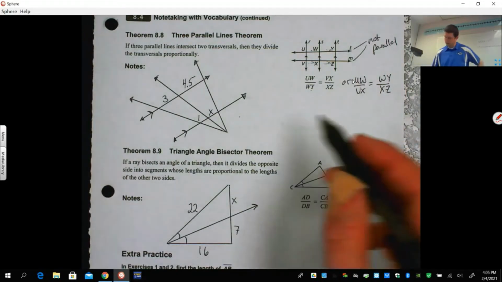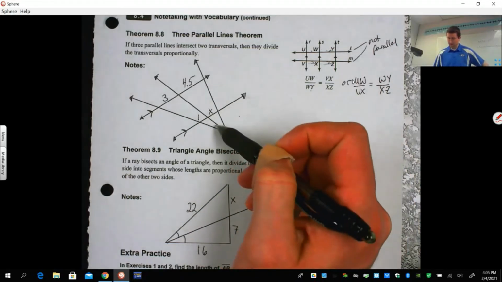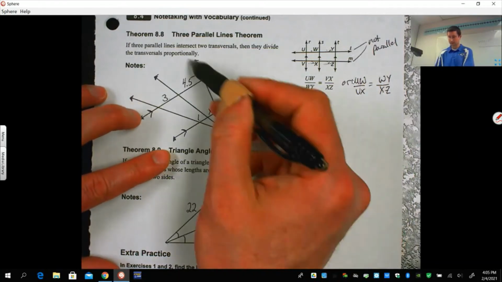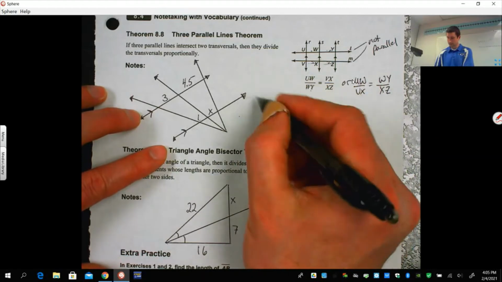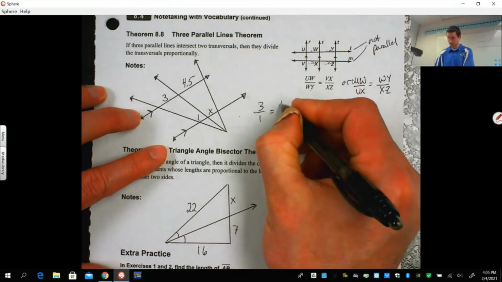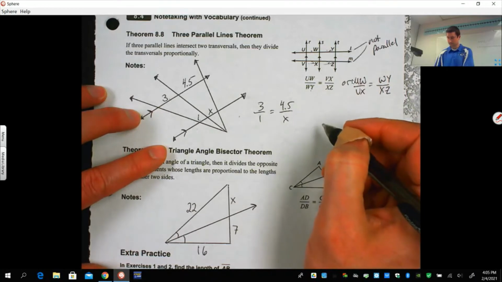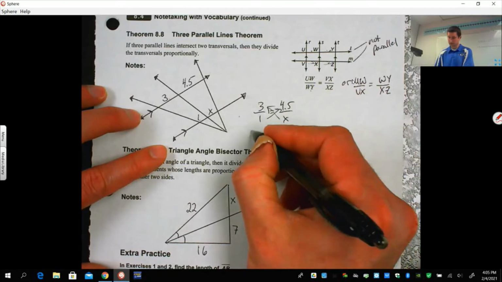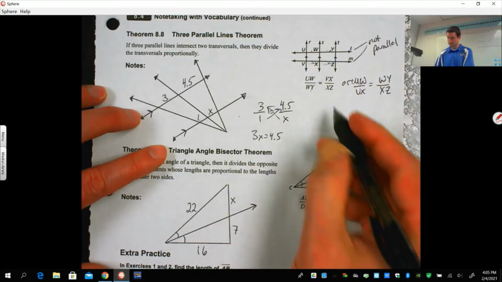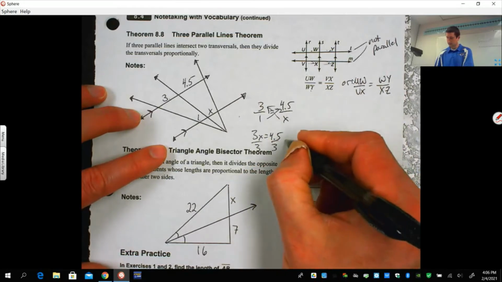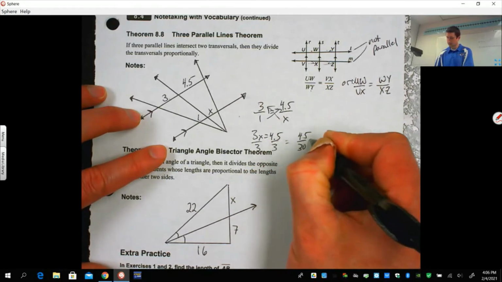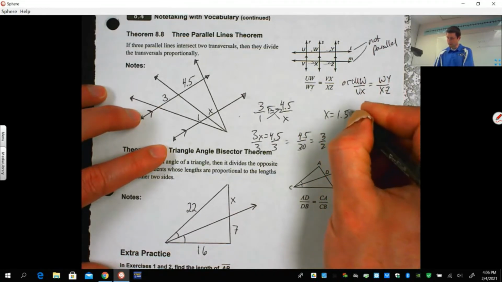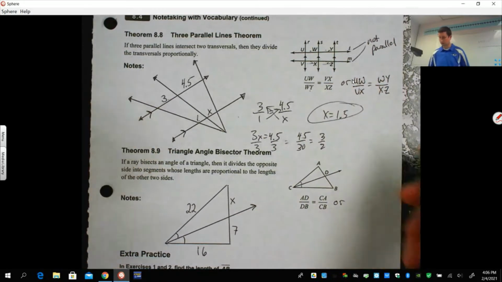So, not sure if I really drew this the right way, but this will work. Going on here, we have 3 and 1. These are parallel lines cut by these 3 lines here. So 3 over 1 equals 4.5 over x. Cross multiply or do the z method. 3x equals 4.5. We're going to divide that by 3. 4.5 divided by 3, that'd be 45 over 30, and 15 goes in there, 3 over 2. So x would equal 1.5. You can definitely use a calculator to get that.